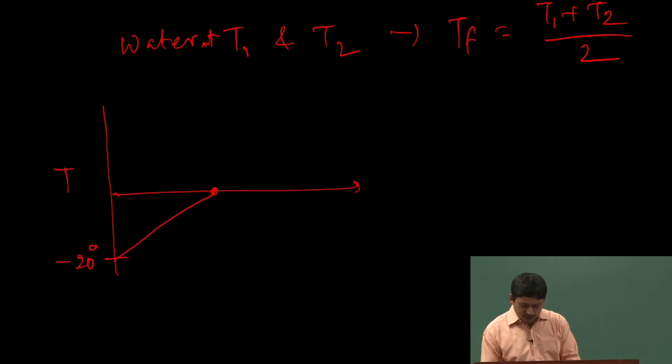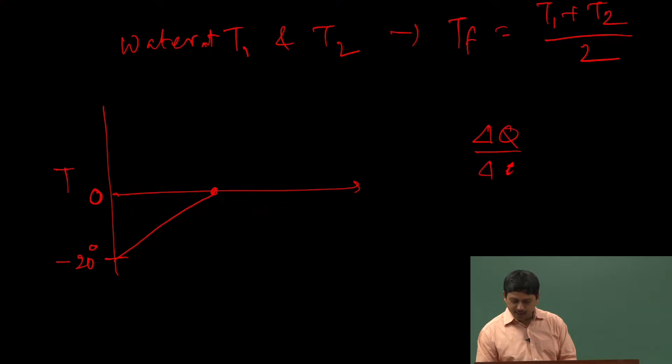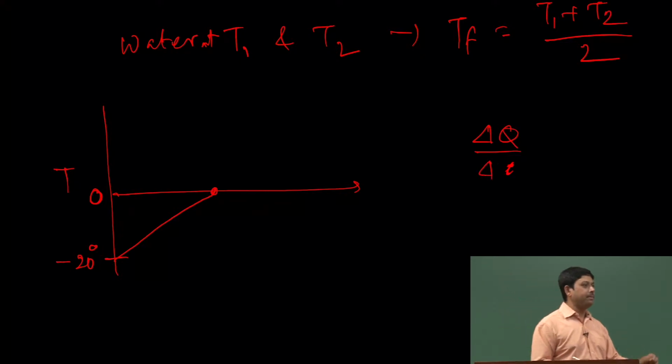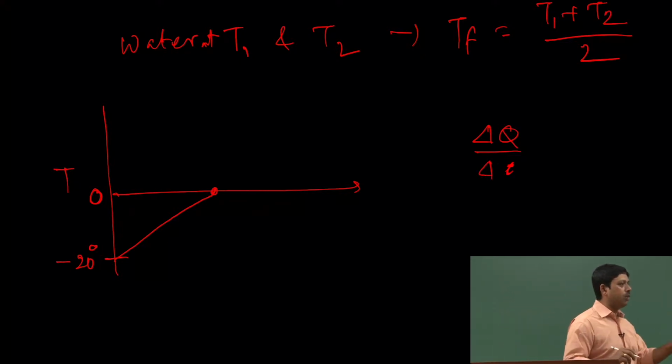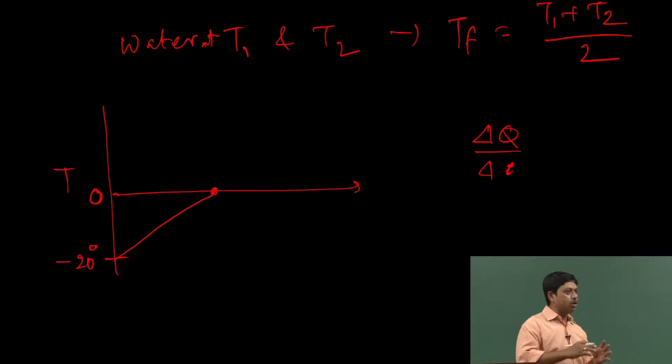But once it hits 0 degrees, what is going to happen? Is the temperature going to increase any more? The temperature is going to remain constant. However, you are still giving heat, let us say at a continuous rate, del Q by del T. You are giving every 5 minutes some calories of heat, every 1 minute some calories of heat, right. So, more time means more heat.